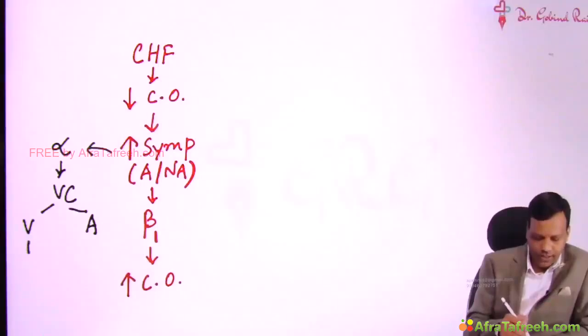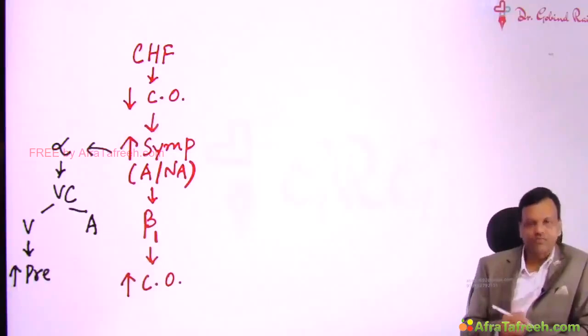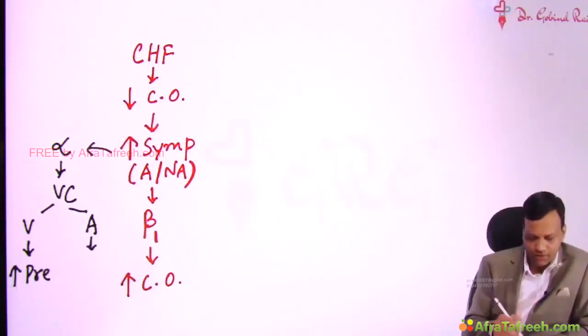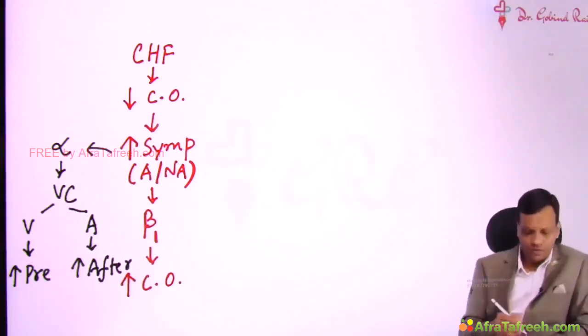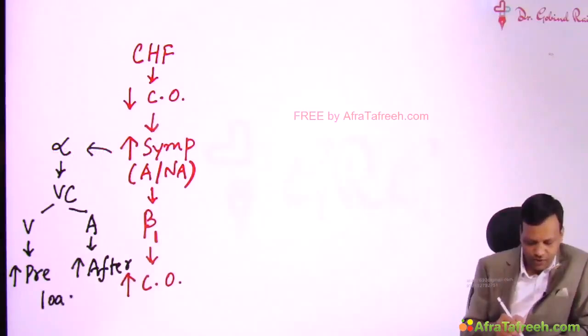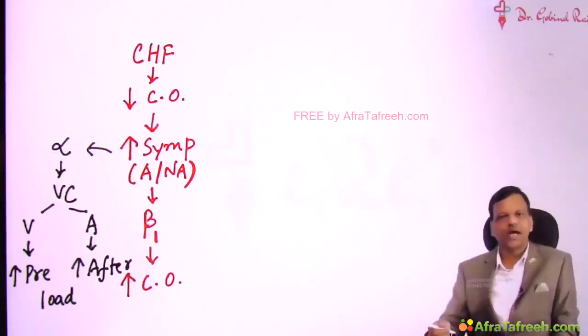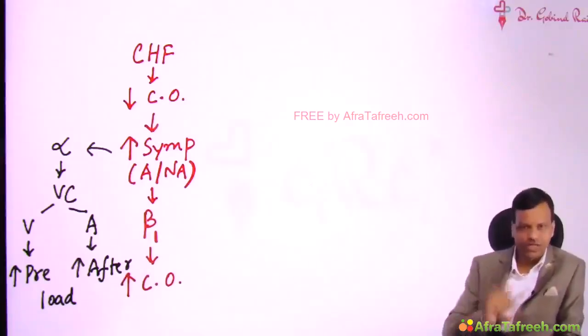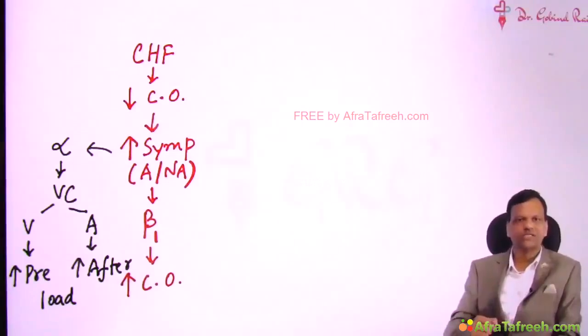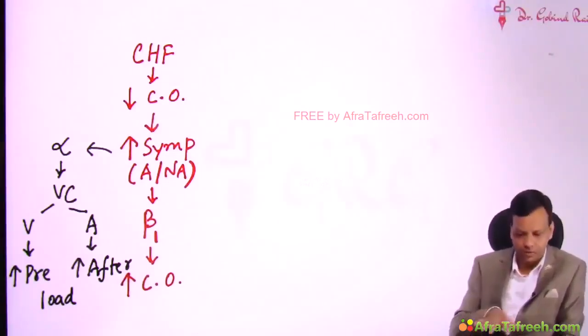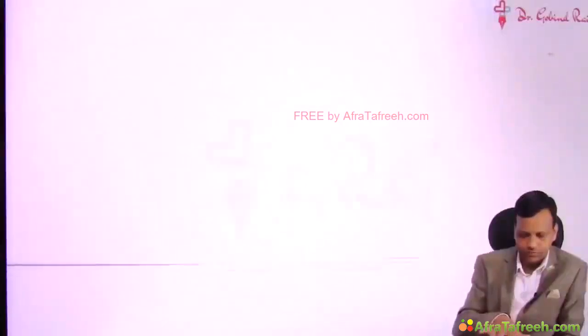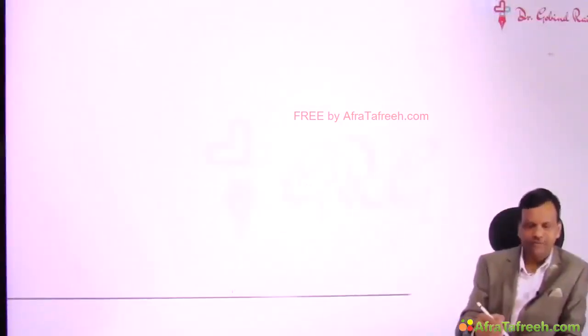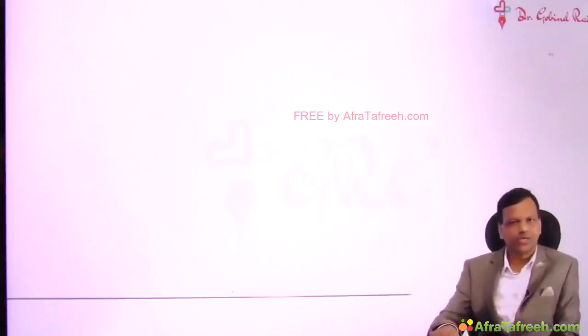When the veins contract, it will increase the work of the heart, which is called preload. When the arteries contract, it will increase the work of the heart, which is called afterload. So vasoconstriction will increase the work of the heart, called preload and afterload. Now before going into further details, we'll quickly discuss the meaning of preload and afterload. We know that the left ventricle pumps the blood into the aorta.